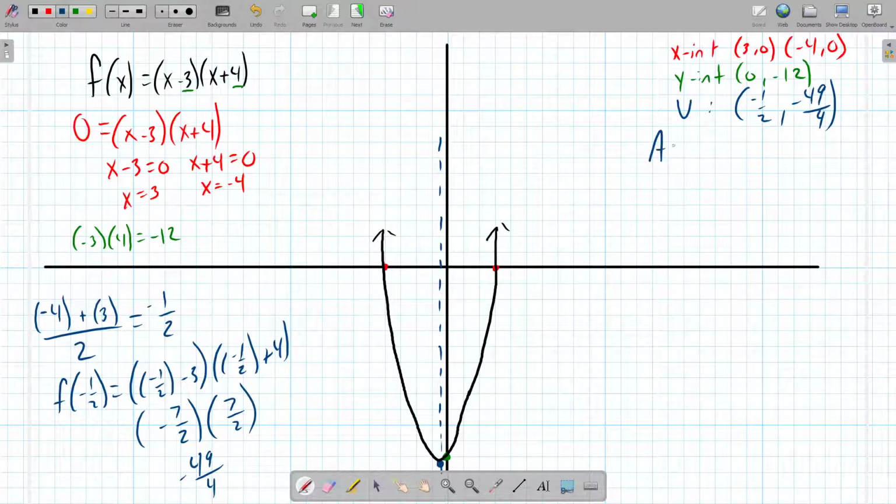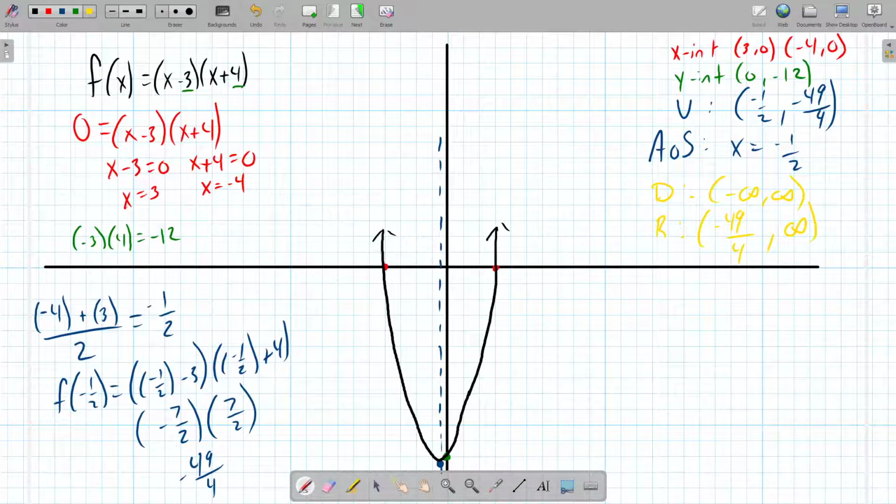We already found that the axis of symmetry is at x equals negative 1/2. Domain. We know that the domain is always negative infinity to infinity. And the range, because this parabola is pointing up, is going to be from our bottom, which is at the vertex, the y value of the vertex, negative 49 over 4, all the way up to infinity.